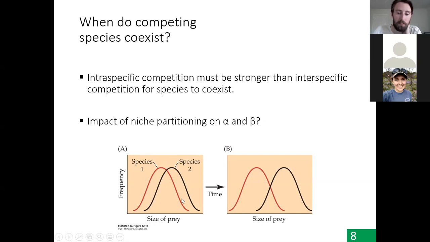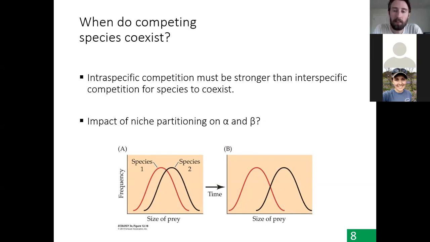So we've got species 1 in red and species 2 in black. You can see there's a lot of overlap in terms of the size of prey that they prefer to eat. Niche partitioning is a hypothesis that says they should evolve to have less resource overlap over time. And so over evolutionary time, as they specialize on different aspects of the resource here, size of prey, we've got the red ones shifting to the left to prefer smaller prey items, and the black ones shifting to the right to prefer bigger prey items. And you can see there's a lot less overlap in terms of how they're competing with each other. So this will be competition right here in this overlapping section. Those are the prey that they're competing for. And you can see that there's much more competition initially than there is after evolution causes niche partitioning.